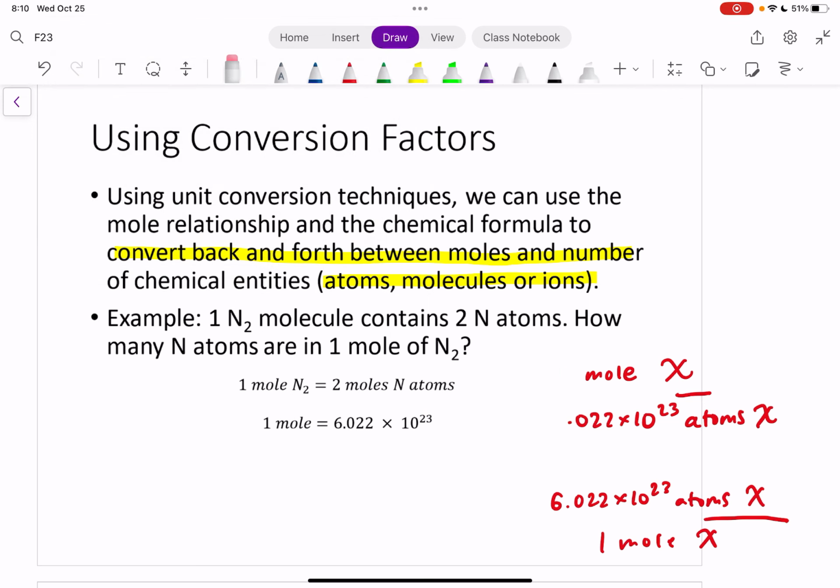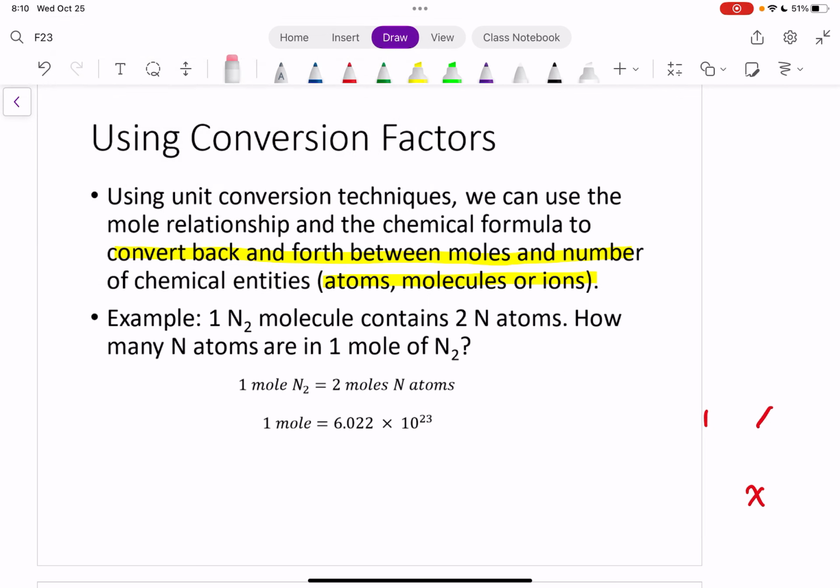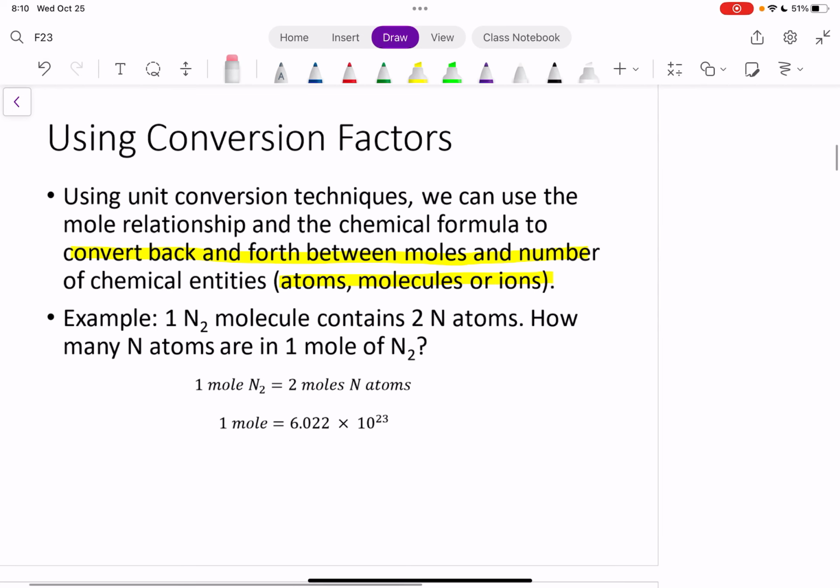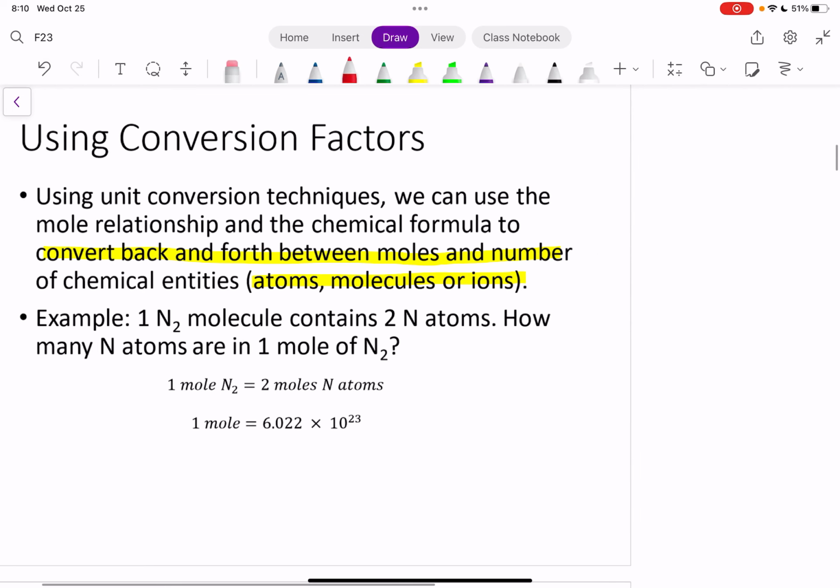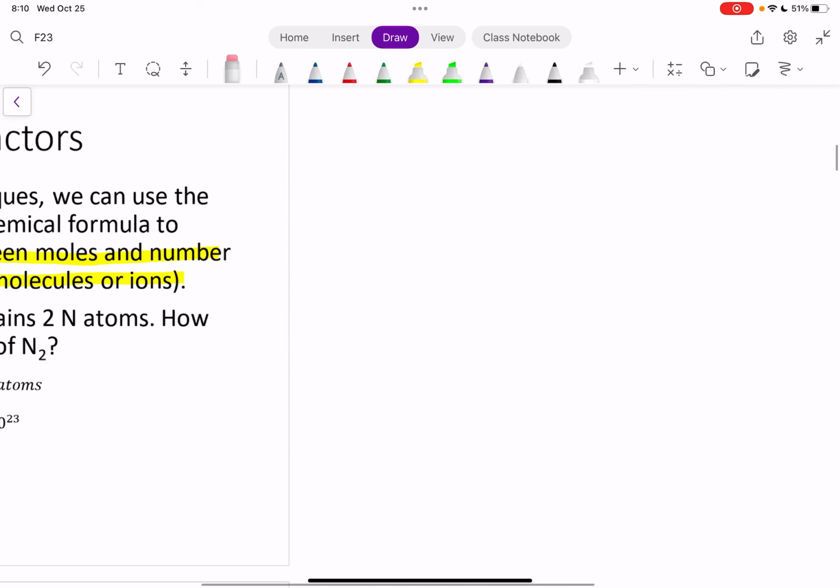Okay, so that was just a little bit of a recap. But what does this mean in terms of converting between moles? In order to understand how to do this example here, because we are going to do that, I do want to take a quick side quest and talk about moles in chemical formulas.